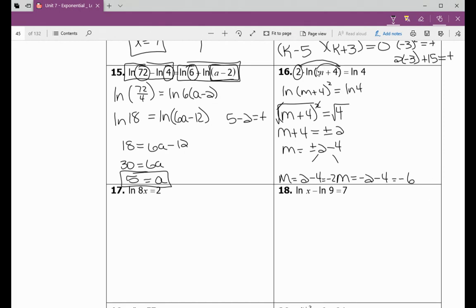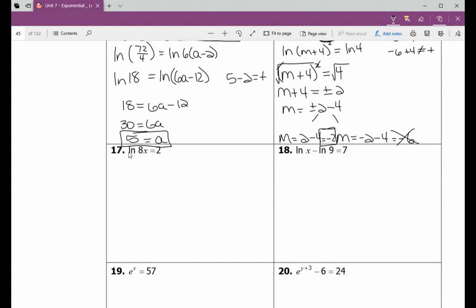So I end up with negative 2 as an answer, and I end up with negative 6 as an answer. Now, as long as this value stays positive, I can keep those answers. So negative 2 plus 4 is a positive, and negative 6 plus 4 does not equal a positive. So I'm going to have to throw out negative 6, and I can only keep negative 2 as my final answer.